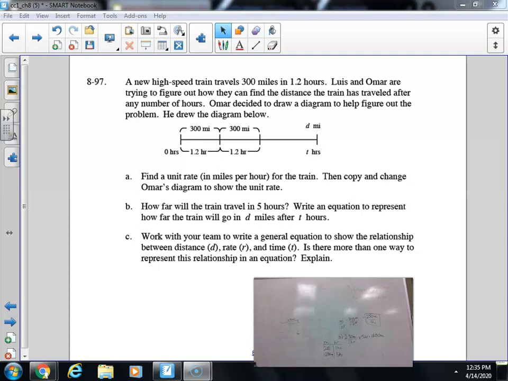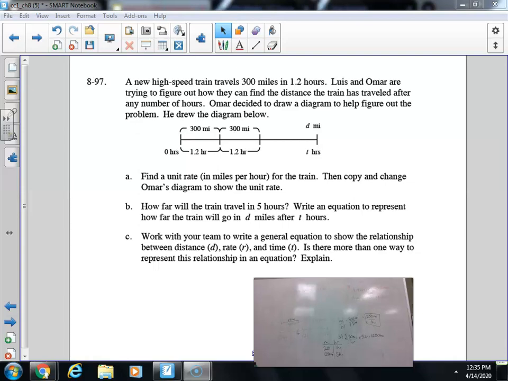So letter B says, how far will the train travel in 5 hours? We found that was 1,250 miles, and we were also asked to write an equation. So here's our distance. I'm sorry, this is our rate times the time gives us our distance in miles. Going back to the equation that we wrote in the previous problem.